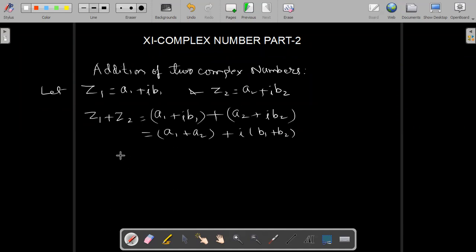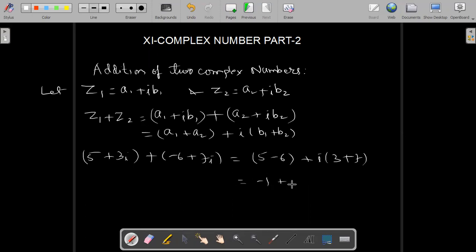So for example, if we add 5 plus 3 iota with minus 6 plus 7 iota, 5 minus 6 will be written together and iota is common, 3 plus 7 is 10. So 5 minus 6 is minus 1, and 7 plus 3 is 10 iota. So I will write minus 1 plus 10 iota. Okay, so this is the addition.